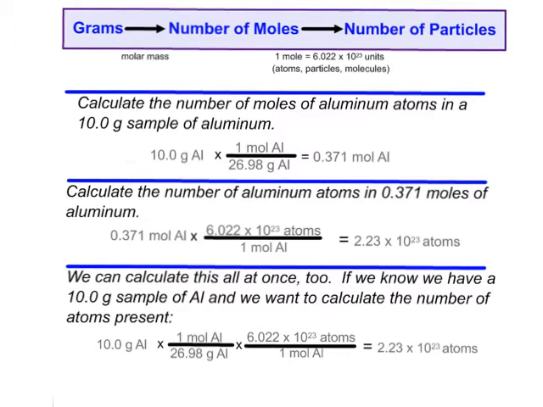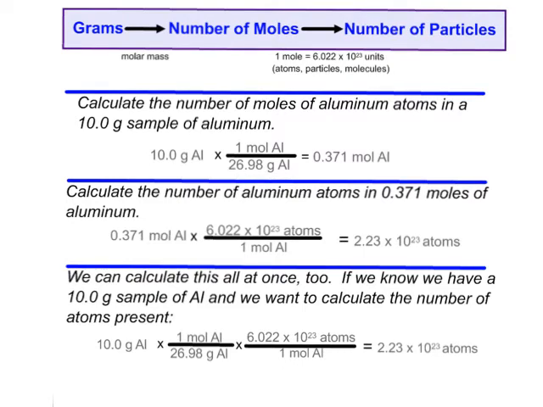So we'll start with 10.0 grams of aluminum. We have our grams. We'd like to convert into the number of moles. That would be right here. How are we going to do that? Our molar mass will be our conversion unit. Here's our conversion unit. Our molar mass is 1 mole of aluminum is equal to 26.98 grams of aluminum. We get that right off the periodic table.